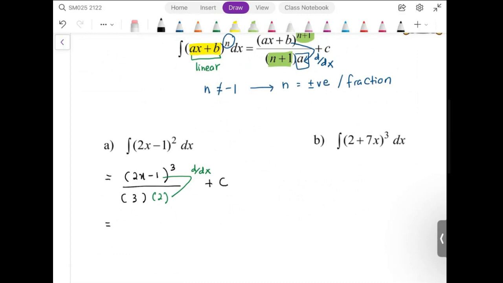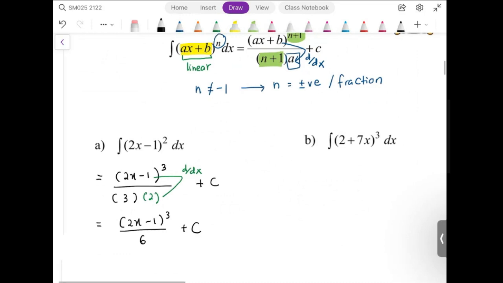So derivative of 2x minus 1 would be 2. And then don't forget to put plus c at the back. So you have to simplify your answer here. We will get 2x minus 1 cube over 6 plus c. Okay. Settle with the first example. So, kita try once again with the second one.